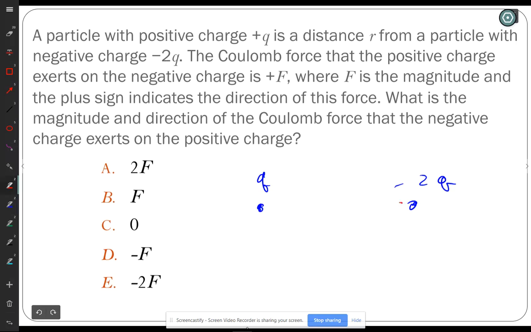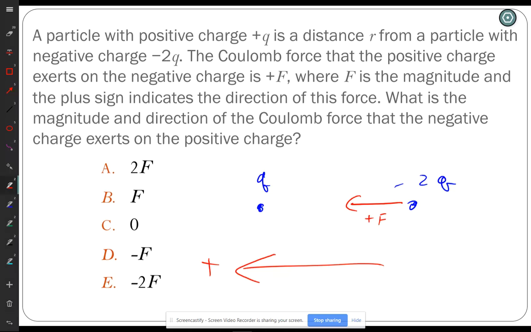So we have plus F. The plus is telling us the direction. So apparently in this problem, this direction is positive. And F is telling us the magnitude. And then the question is, what's the magnitude and direction of the Coulomb force that the negative charge exerts on the positive charge? So first, let's start with breaking it down. Is the force positive, 0, or negative?